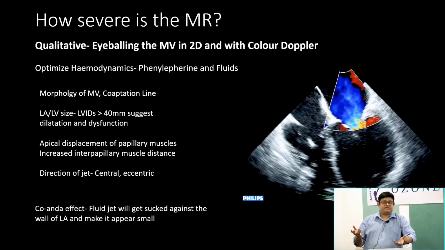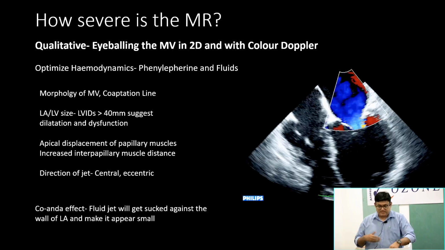So the next question is, we have seen all the morphology, we have defined the mechanism of MR, we have found out from where the MR is. Next question is, how severe is the MR? So this can be done in two ways. One is your qualitative, another is your quantitative. Qualitative is nothing but just eyeballing the mitral valve in 2D and your color Doppler.